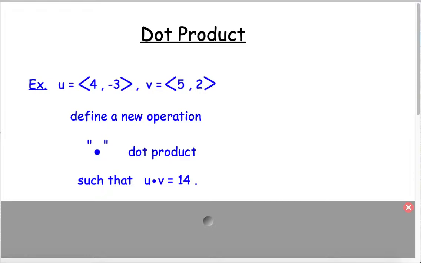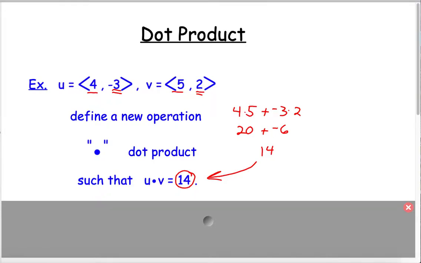Well, it turns out that if we multiply the x components and we multiply the y components and add those together, we get a value which is this dot product value, which will give us 14. So in other words, we do 4 times 5 plus negative 3 times 2, and that gives us 20 plus negative 6, which is 14. And so that's the dot product. So it's the sum of the product of the corresponding components.